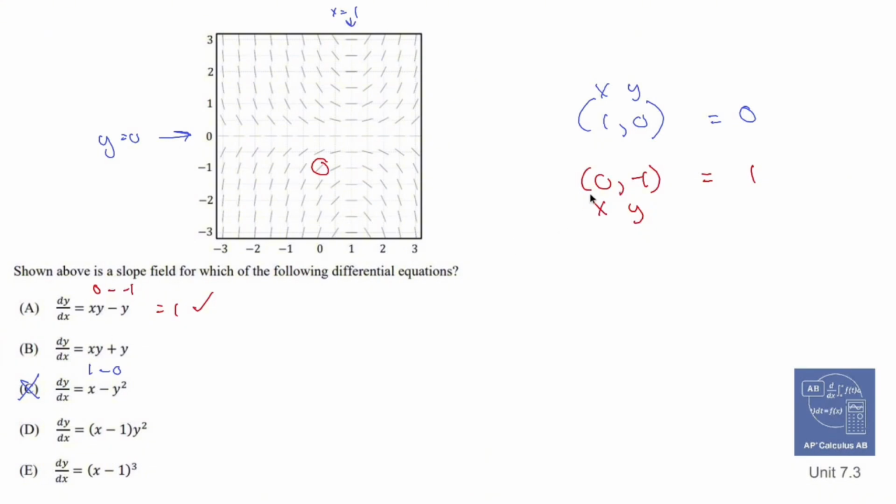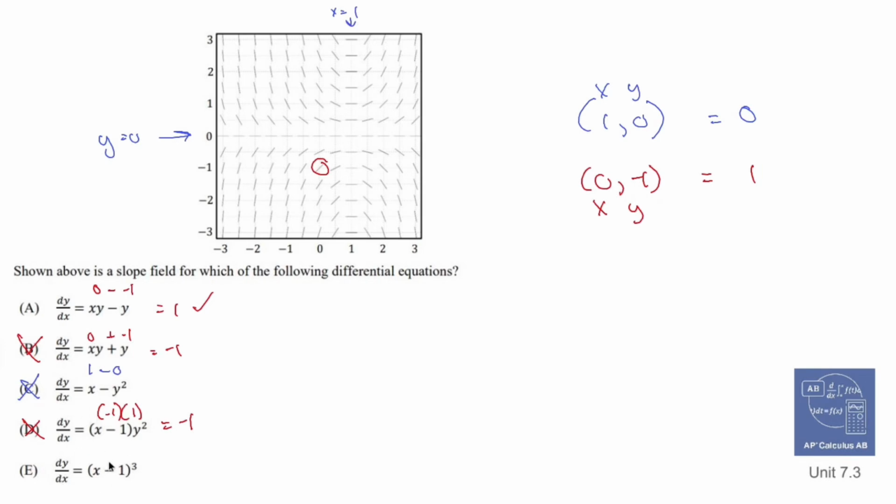Similarly, 0 times -1 is 0, plus y, which is -1, gives us -1. I wanted +1, so B is not going to work. If x is 0, I get 0 minus 1, which is -1, times y squared, which is -1 squared, which is +1. You end up with -1, so D is not an option.